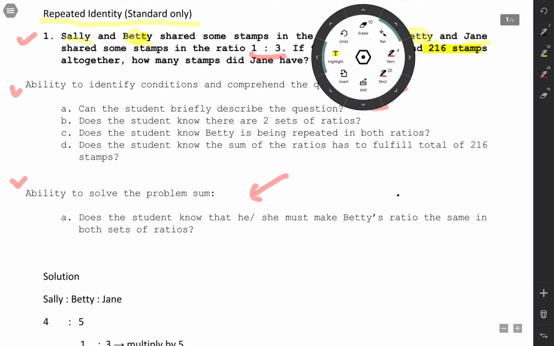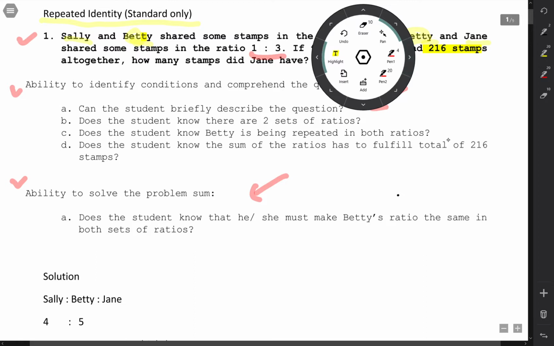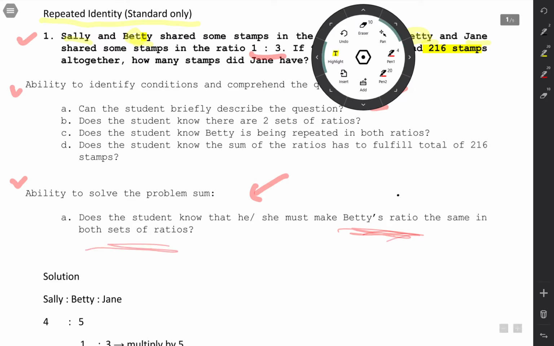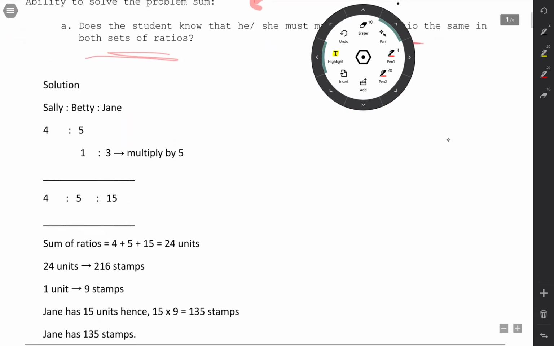Next, we want to look at how to solve this question. The way to solve this question is you have to realize that since Betty's ratio is being repeated, we must make Betty's ratio the same in both sets of ratios. Now, what do we mean by that? Let's take a look at the solution.